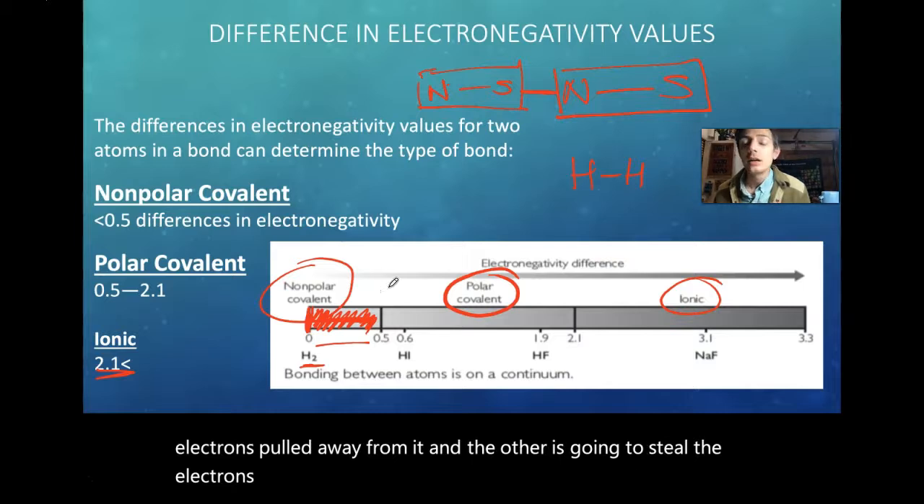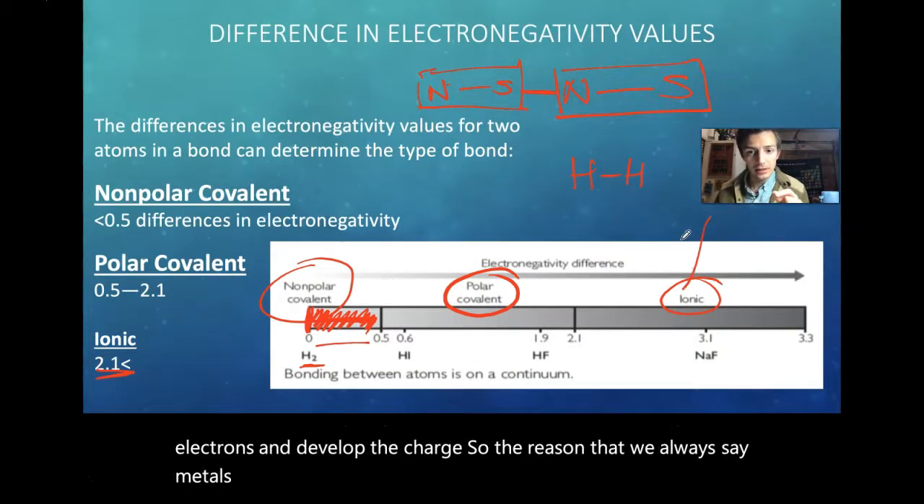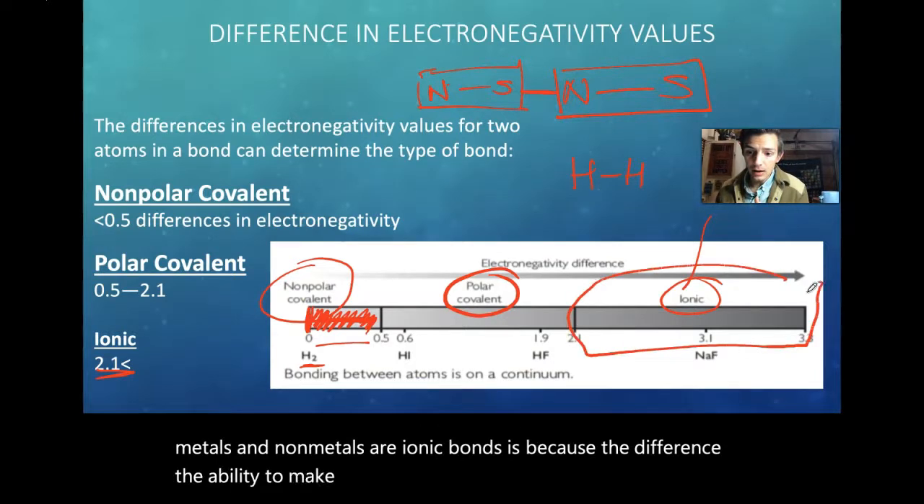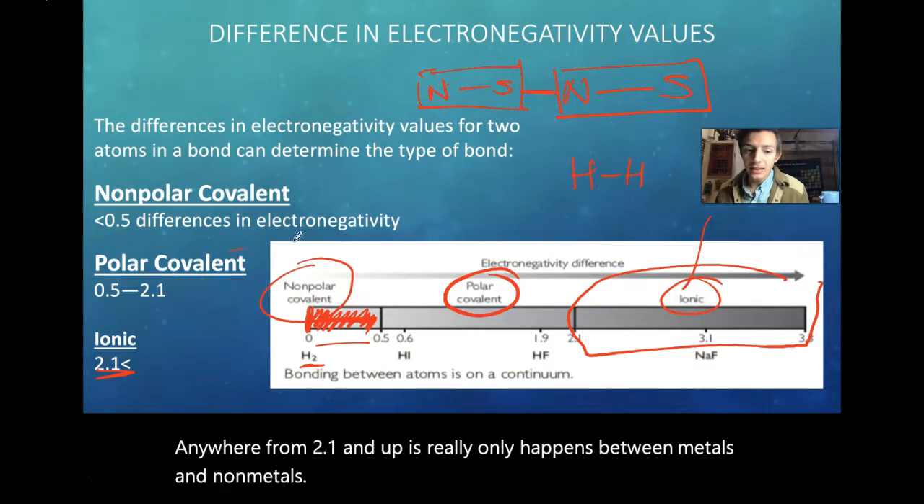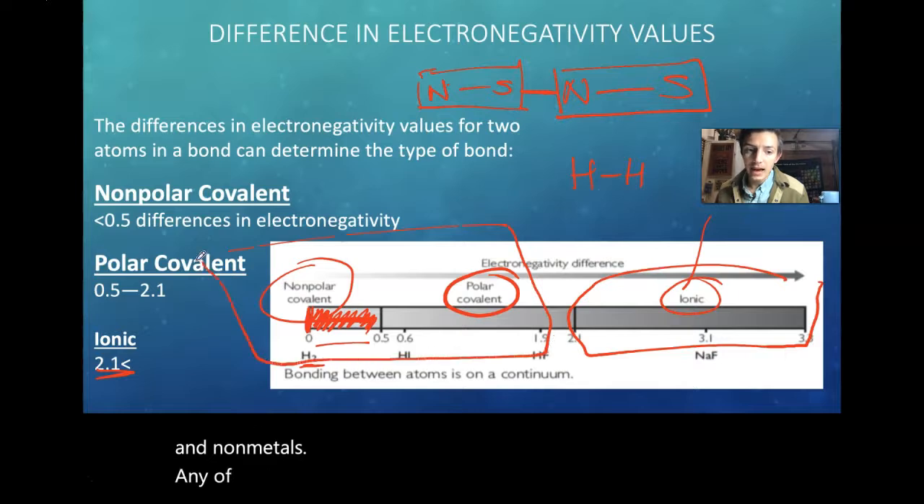develop the charge. So the reason that we'd always say metals and nonmetals form ionic bonds is because a difference this big, anywhere from 2.1 and up, really only happens between metals and nonmetals. Any of these other values basically have to happen between two nonmetals.